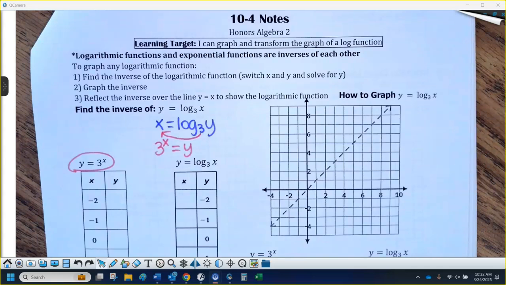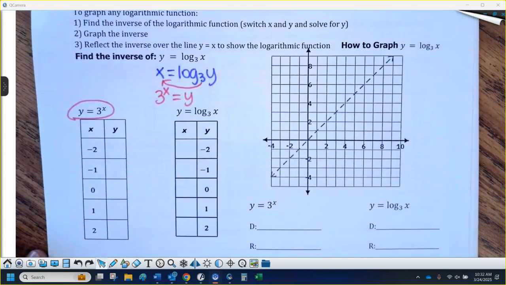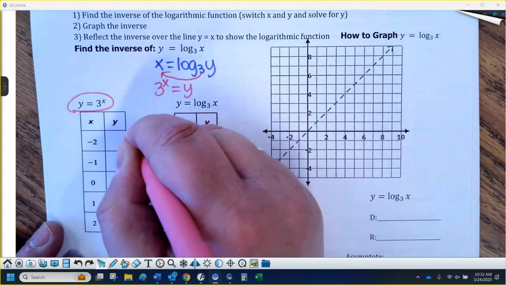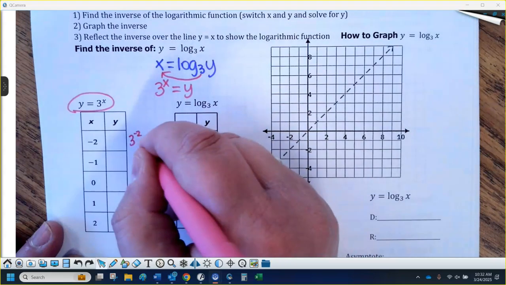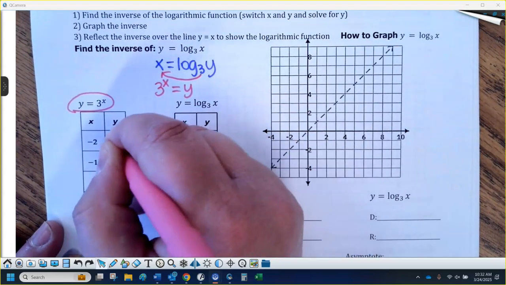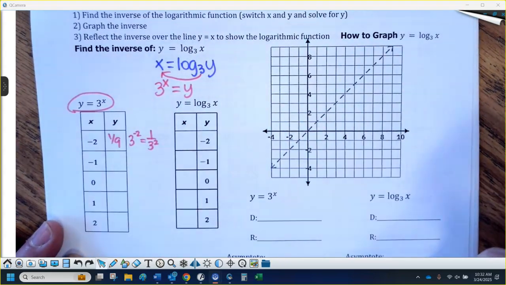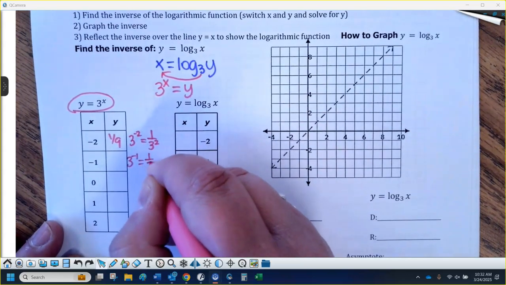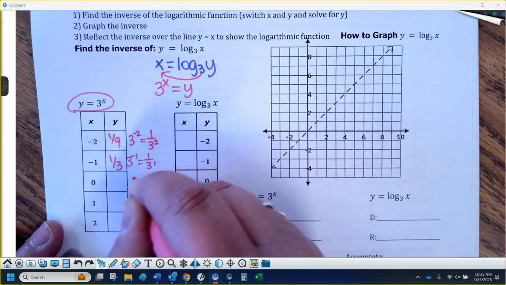Logs, you can't do different bases on the calculator. Well, you can depending on your calculator, but you can always do an exponential. So I just did like a couple negative, couple positive, 0 for my table. So if I did 3 to the negative 2 power, right? That's 1 over 3 squared, which would be 1/9. If I did 3 to the negative 1, it'd be 1 over 3 to the first, so this would be 1/3.